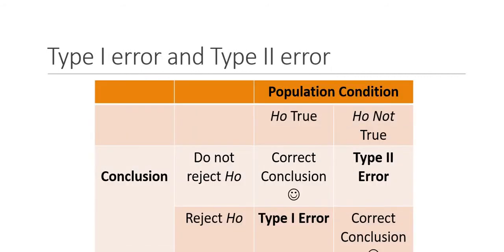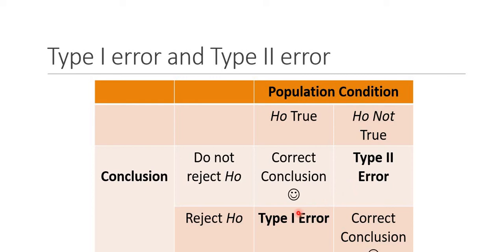And to compare type 1 and type 2 errors, we would have this table. If H0 is true and we do not reject it, then we have a correct conclusion. If H0 is not true but we did not reject it, then we are committing a type 2 error. If H0 is true but we rejected it, we are committing a type 1 error. But if we reject H0 and H0 is not true, it is a correct conclusion.